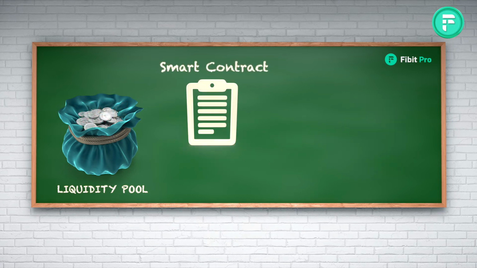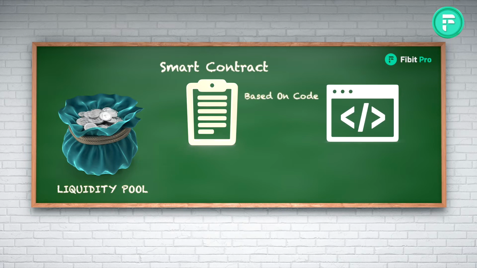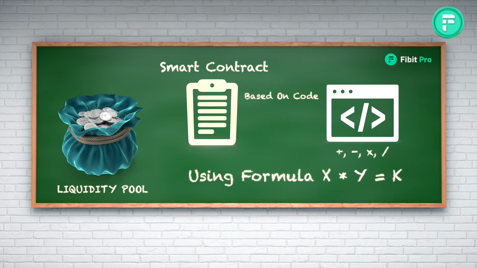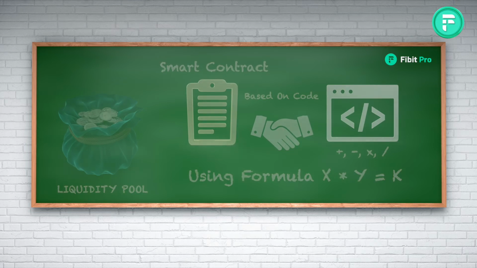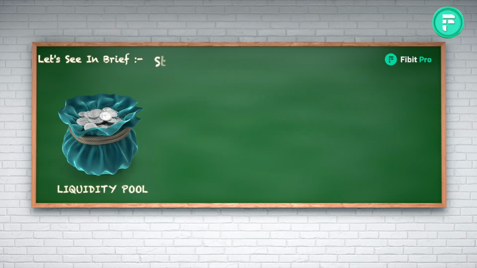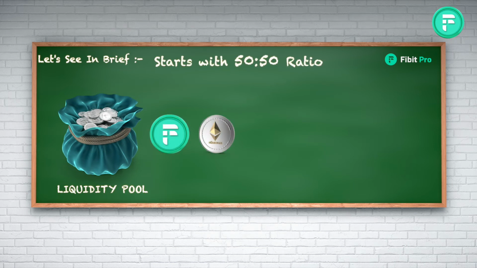Smart contracts, the technology that makes liquidity pools possible, are the base for each of these liquidity pools. Liquidity pools are simply smart contract code that allows you to hold specific funds and perform mathematical operations with those funds using specific formulas, allowing you to trade. In brief, liquidity pools start with an exact 50-50 ratio. We will take Fibit and Ethereum tokens here as an example. If you want to give $200 to the pool so that it can trade, you must donate both $100 in Ethereum and $100 in Fibit tokens.